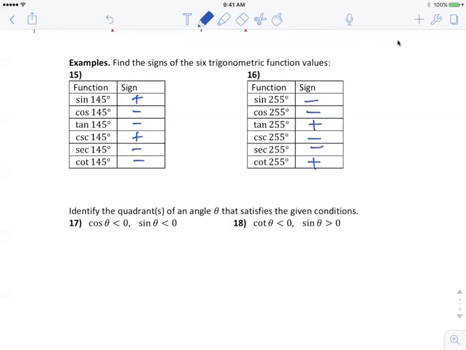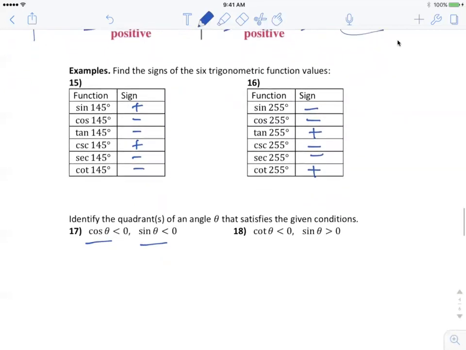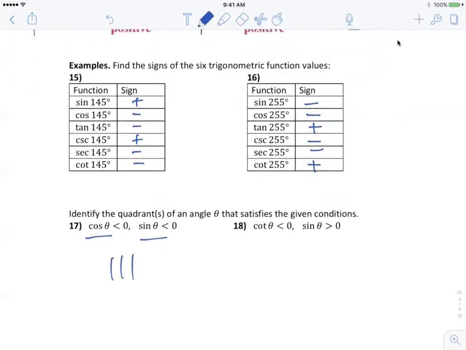Okay. Some detective work here. Identify the quadrants of an angle that satisfies the conditions. So what if both cosine and sine are negative? Where does that occur? Cosine, think of it as going with x, and sine as going with y. They're both negative over here, right? X negative, y negative. That happens only in quadrant 3, right? Any other quadrant, one of those two is going to be a positive value.